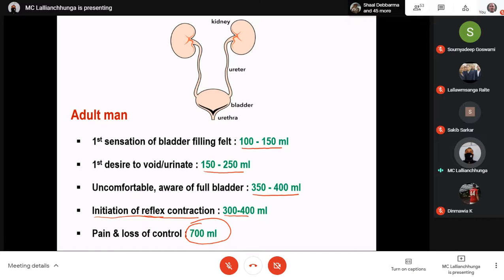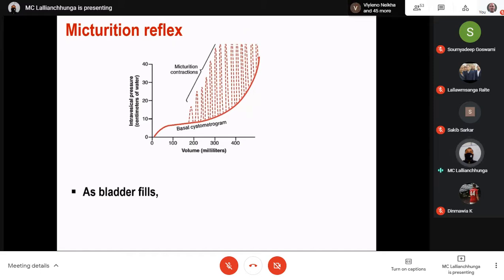Yesterday I also told you that because of the somatic nerve, you can control or stop your urine. You can postpone it, but that may not be possible if the bladder has too much urine. In an adult human being, when it reaches around 700 ml, there will be pain and loss of control. That means the urine may come out automatically, involuntarily.